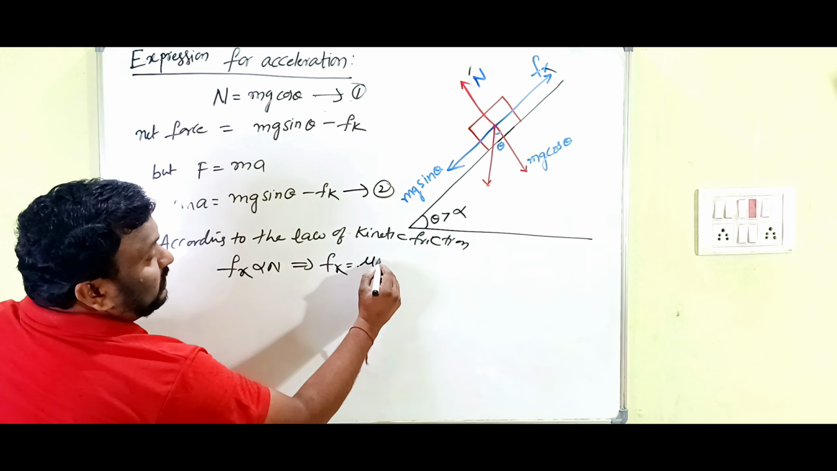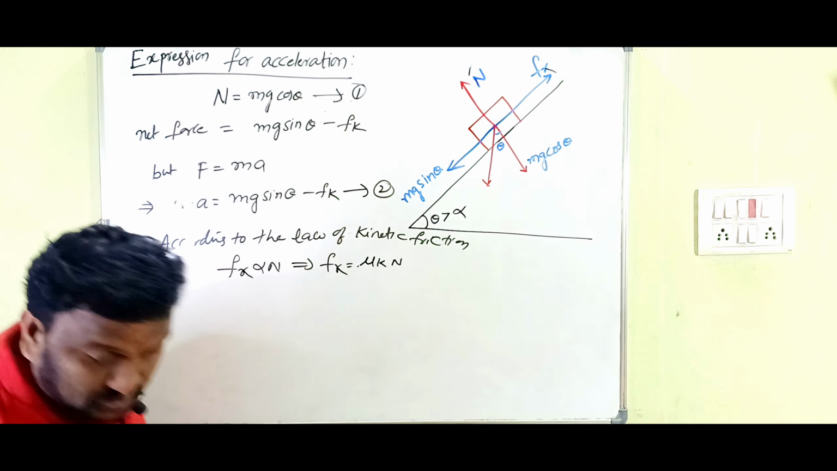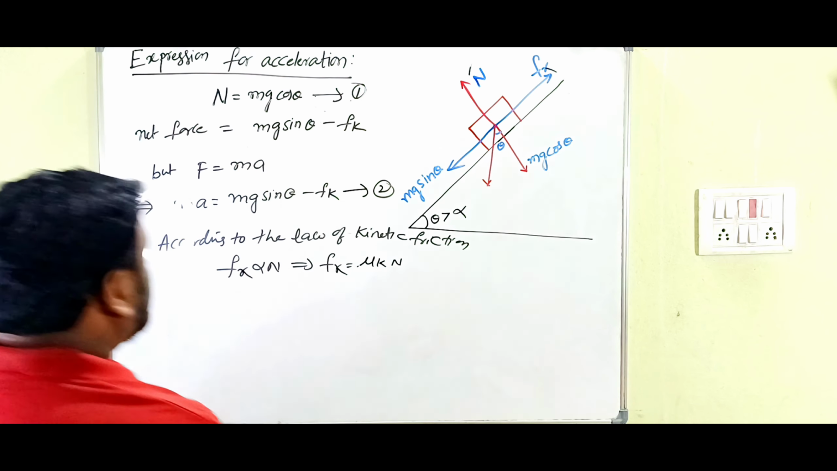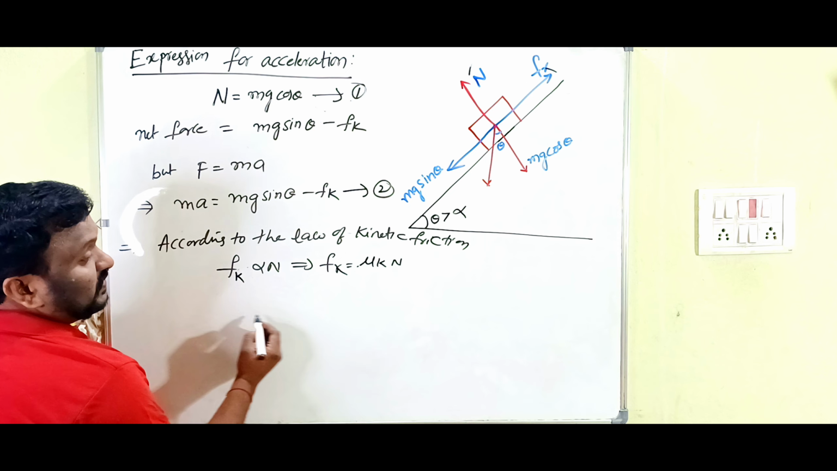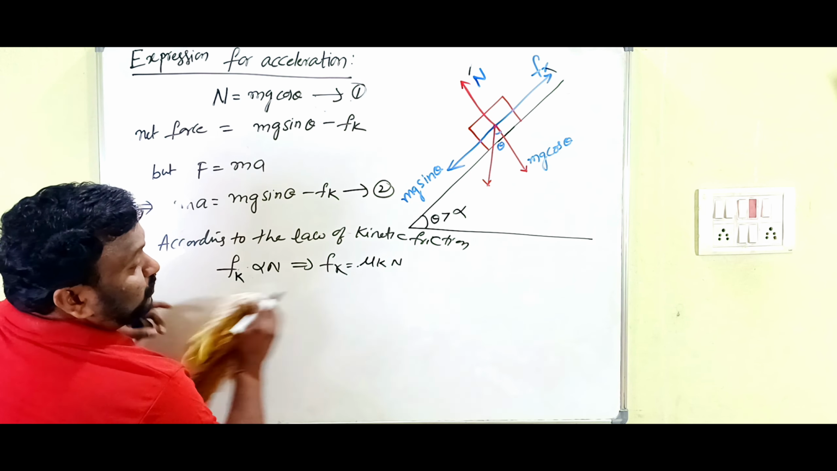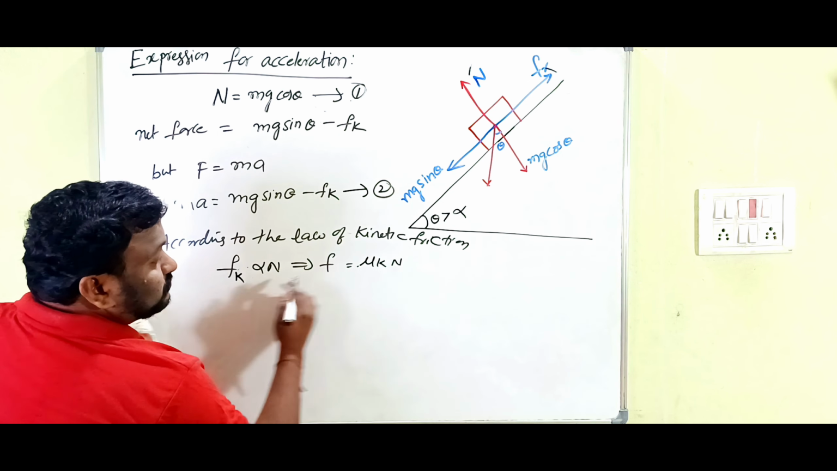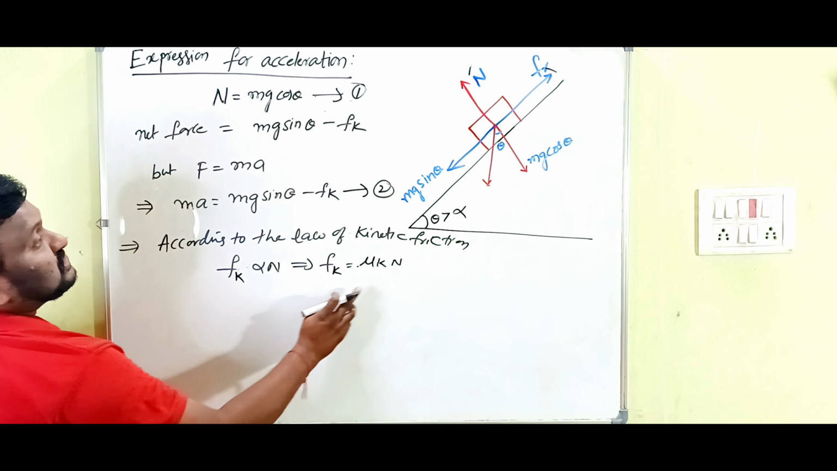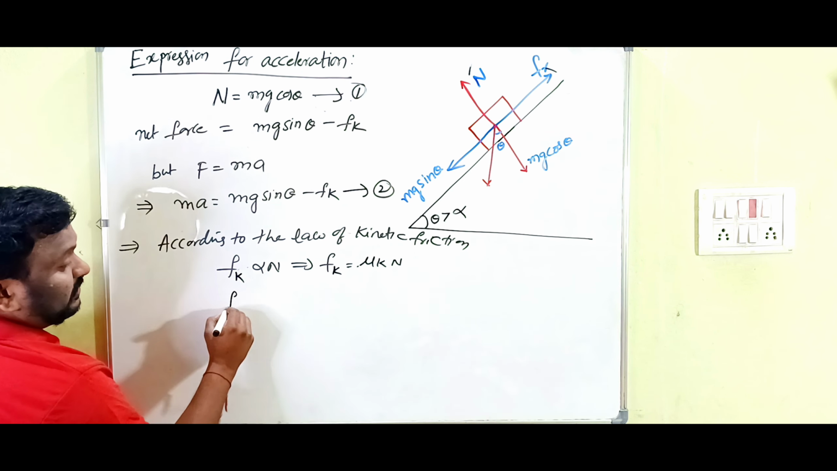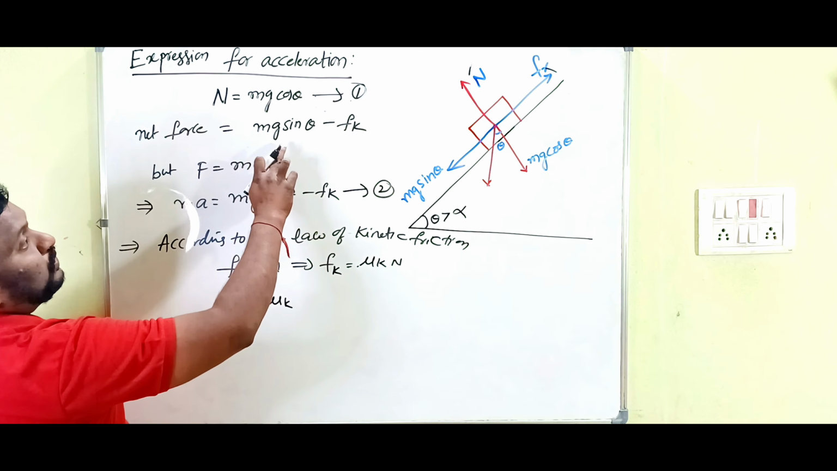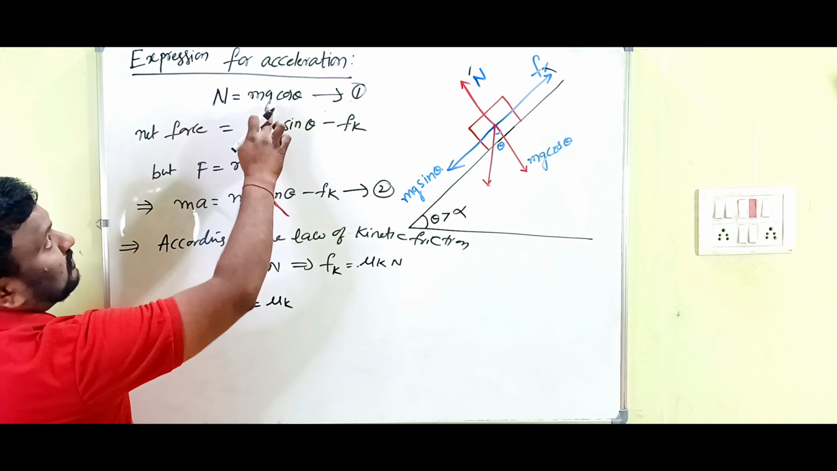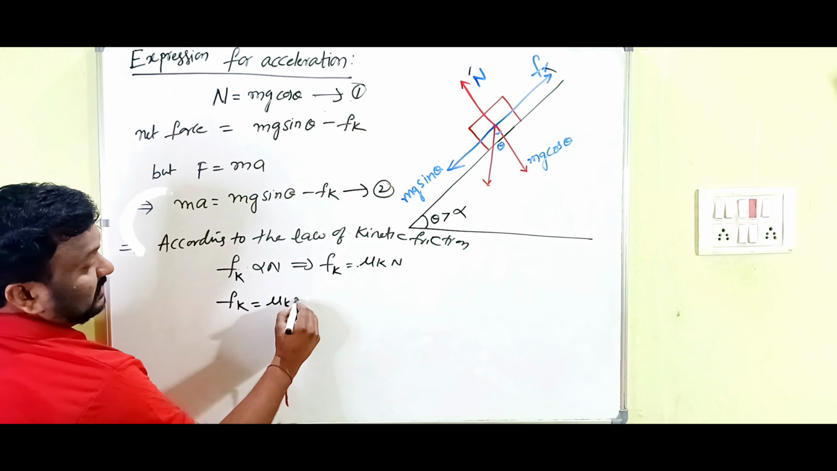Here it is mu k into n. Clear, children? So it is the kinetic friction, Fk. Fk is proportional to n, and Fk is equal to mu k into n. Now we have to substitute the n value here. Then what do you get? Fk is equal to mu k into, N value is what? mg cos theta.